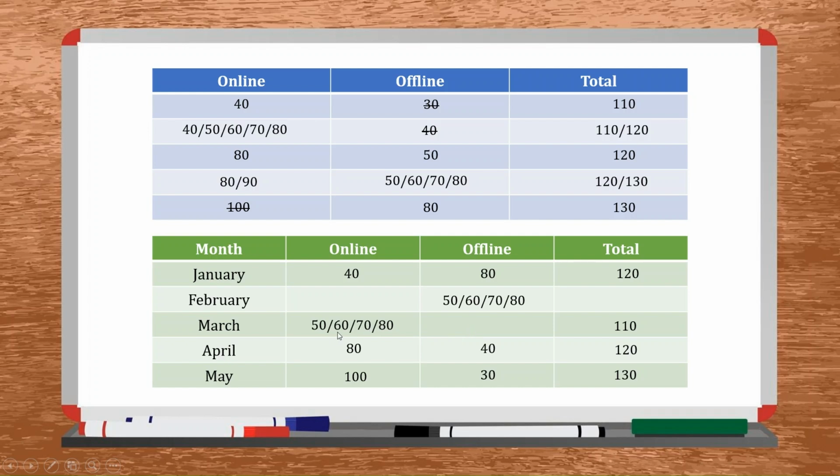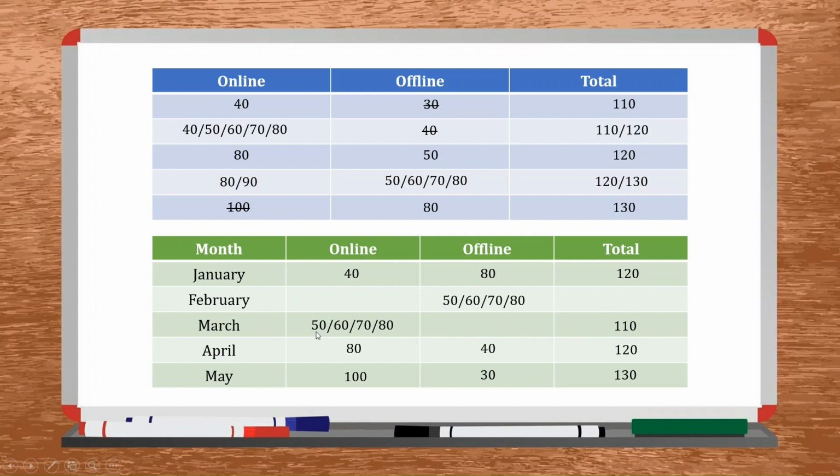But if I make it 60, then this 60 is coming from again the fourth value of offline. But 60 and 50, this can make 110. So definitely 60 is a possible value for online in March. If I take that 60, the corresponding offline would be 50 to make it 110.